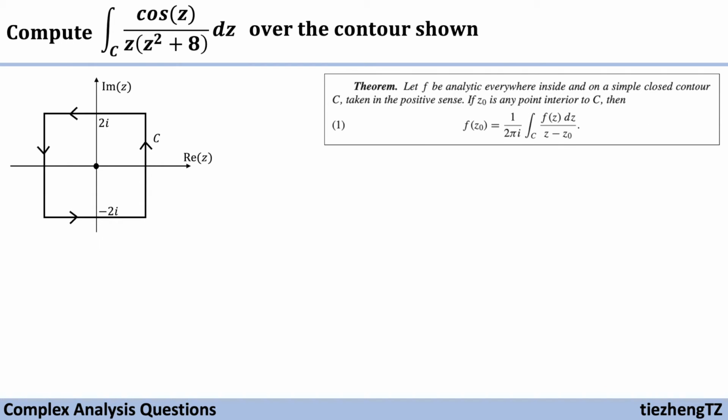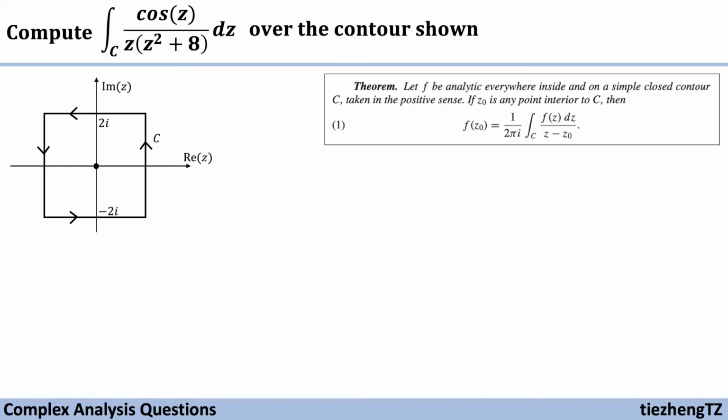So we know there is a theorem like this. Let the function f be analytic everywhere inside and on a simple closed contour C taken in the positive sense. And if z0 is any point interior to C, then we have f(z0) equals 1 over 2 pi i times the integral of f(z) dz over z minus z0.